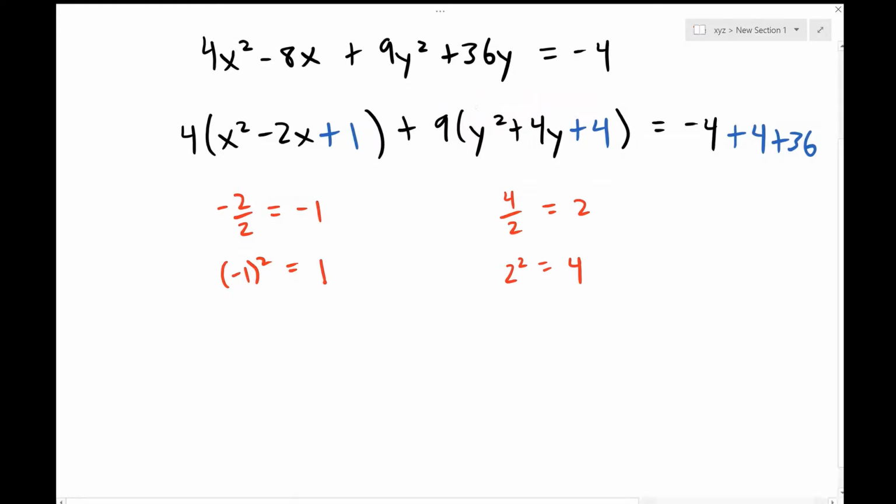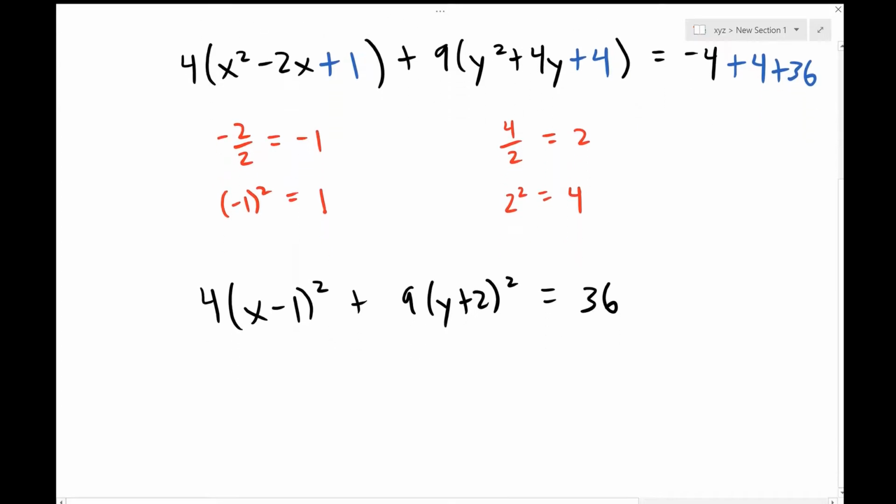At any rate, we can go ahead and factor each of these things now. So I'm going to have 4 times x minus 1 squared plus 9 times y plus 2 squared. And on the other side, we're going to be left with 36. Now we're not quite finished putting this in standard form yet. Remember that when we look at the standard equation of an ellipse, the right-hand side needs to be 1. We don't want 36 there. So to take care of that, we simply have to divide it by 36. But if I divide that by 36, that means I need to divide everything by 36.